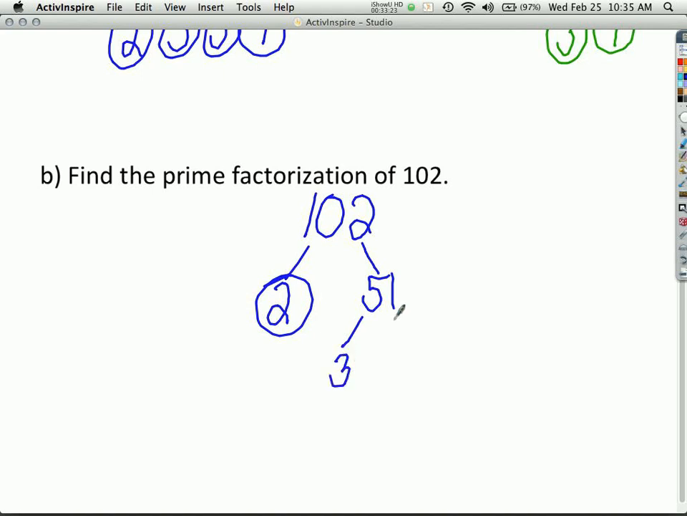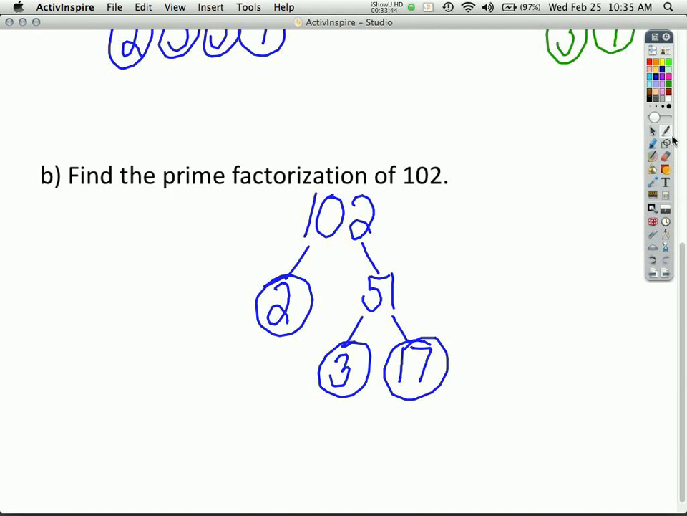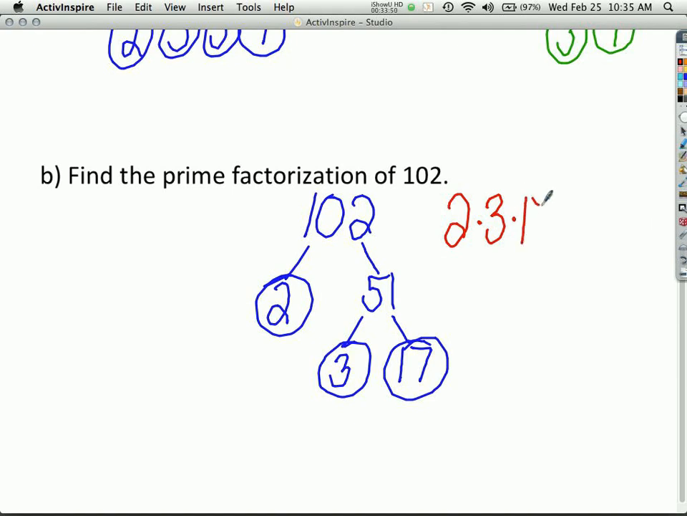So 3 times what? Now you're going to have to do a little mental math. Am I right? 3 times 17. Prime numbers. Circle them. 3's prime. Anything else? Yeah, 17 is also prime. So we're done. The prime factorization of 102 is 2 times 3 times 17.